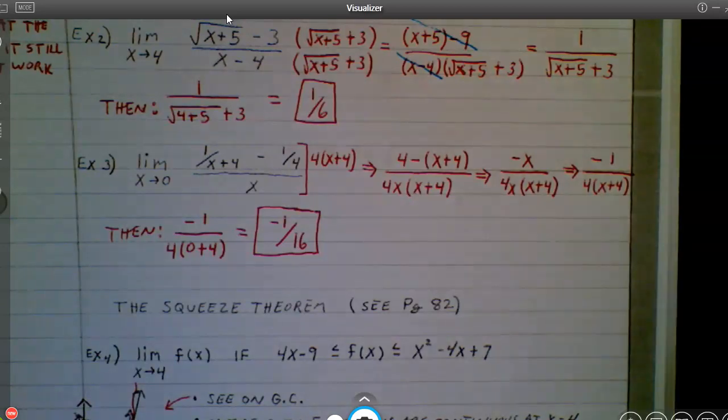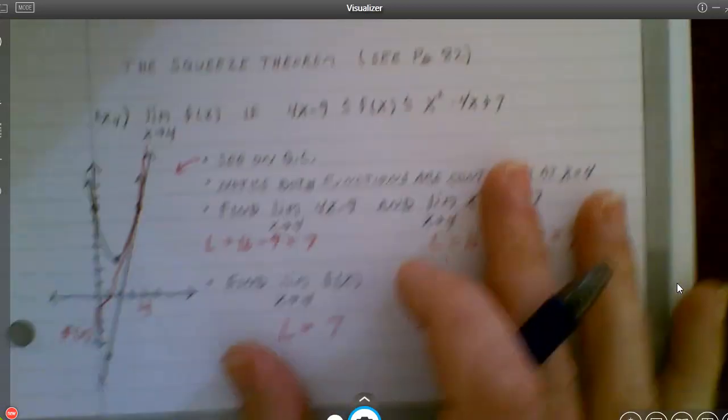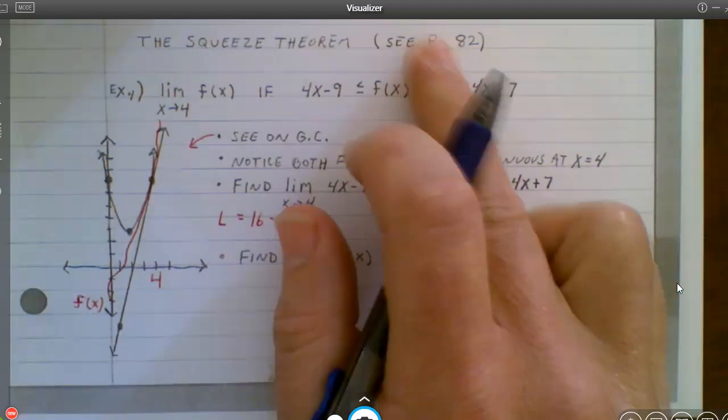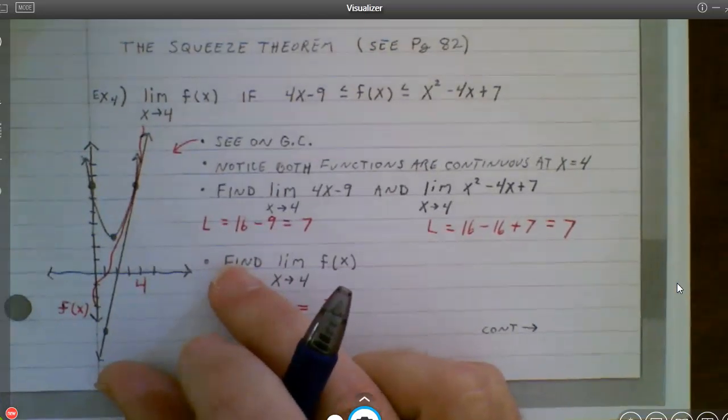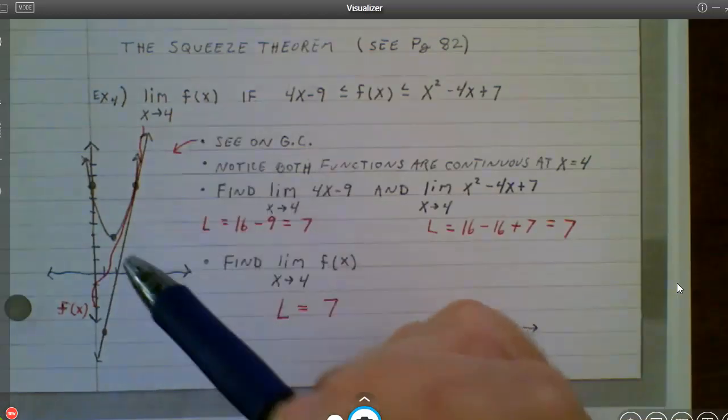So those are kind of your backup methods when direct substitution isn't available. All right, here's how the squeeze theorem works. This is the second part of this. All of this can be found on page 82 of our chapter 1 handout. And it basically goes something like this.